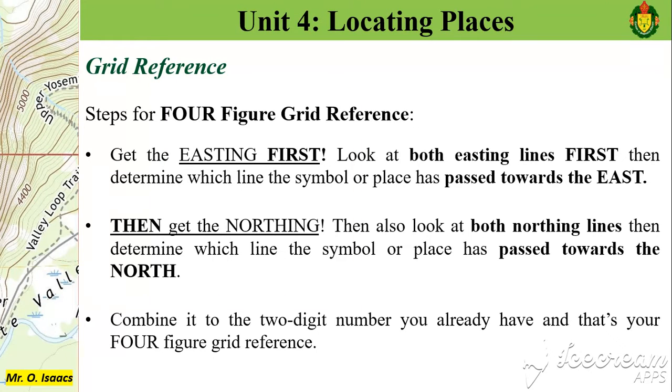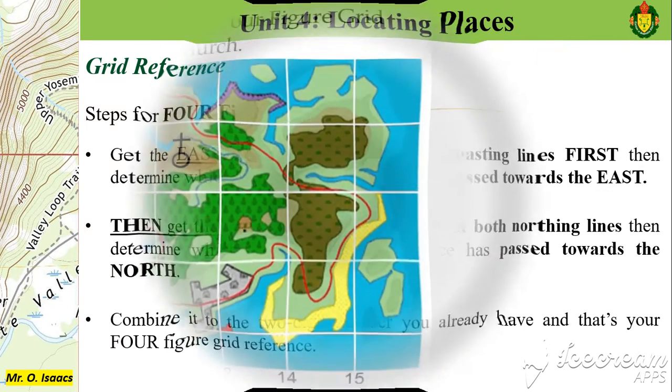Now let's look at the steps. We get our eastern lines first, because remember, E comes before N in the alphabet. So always remember to put your easterns first. You look at both eastern lines that you're working with, and then you determine which line the symbol has passed towards the east. You do the same thing for the northern, but you look to see which line the symbol has passed going to the north. Then you record both two digits, and that's where you get your 4 figure.